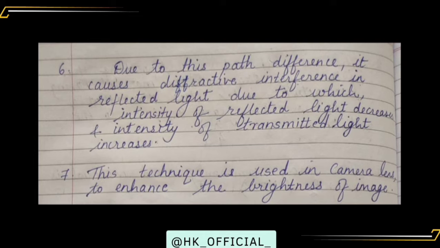Here consider destructive interference, not diffractive. So because of this path difference, what was the path difference we considered? Lambda upon 2. It causes destructive interference in reflected light, due to which intensity of reflected light decreases and intensity of transmitted light increases. Hence we decrease the rate of reflection and increase the rate of transmission. And this technique is used in camera lens to enhance the brightness of image.